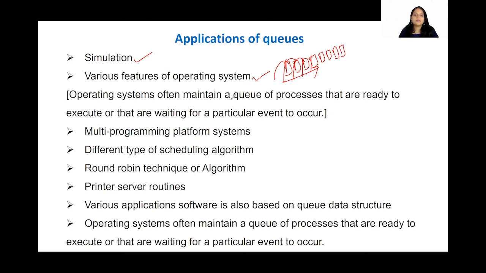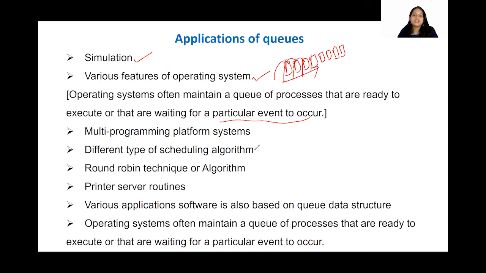The operating system often maintains a queue of processes that are ready to execute or that are waiting for a particular event to occur. This event may be waiting for memory, or waiting for CPU time, etc. So queue is used mainly in operating systems. Then multi-programming systems: here there are multiple programs happening, so they have to wait for certain things. This waiting always happens in a queue.